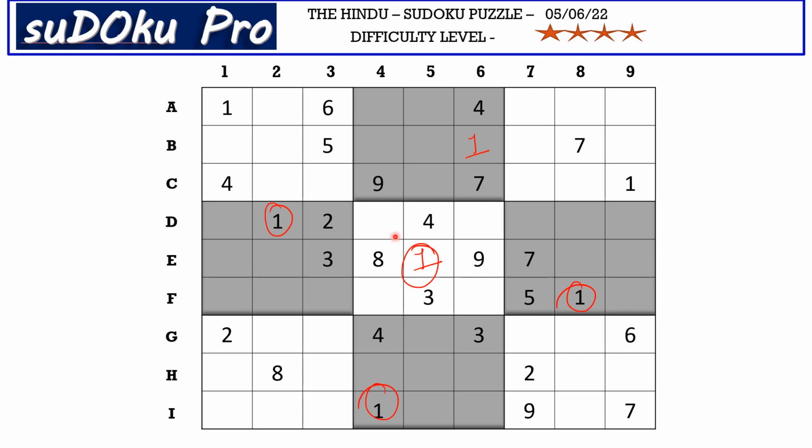Now this 8 blocks these two cells, and there is an 8 here in H row blocking this cell. So 8 goes here in I6. There is a 2 here in D row blocking this cell, and there is a 2 here in H row blocking this cell. So 2 goes here in F6.